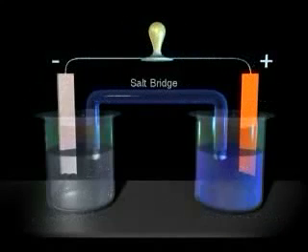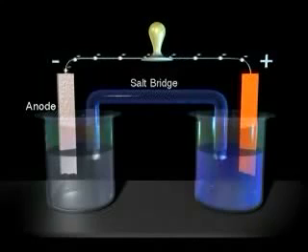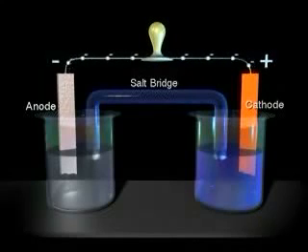In summary, remember that in a voltaic cell, the anode at which oxidation occurs is the negative electrode. The cathode at which reduction occurs is the positive electrode. Electrons flow through the external circuit from anode to cathode.